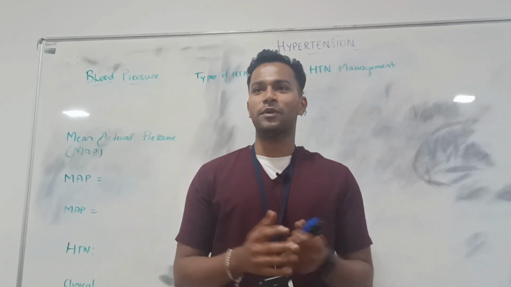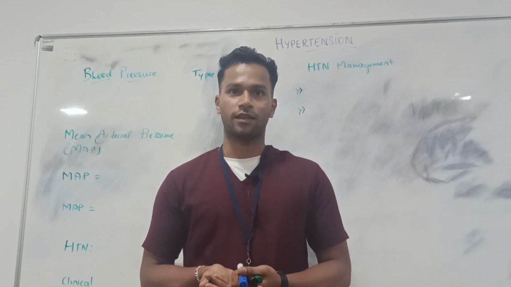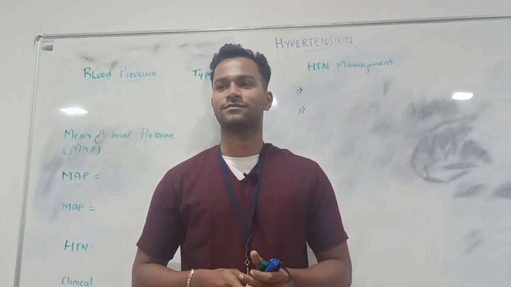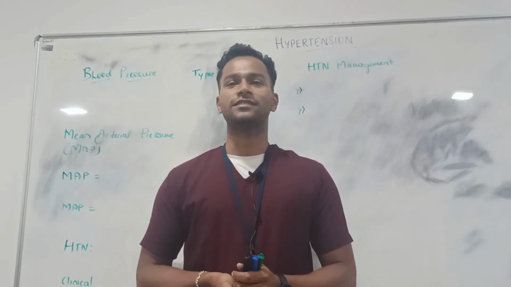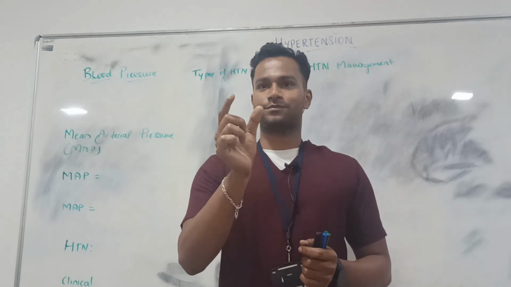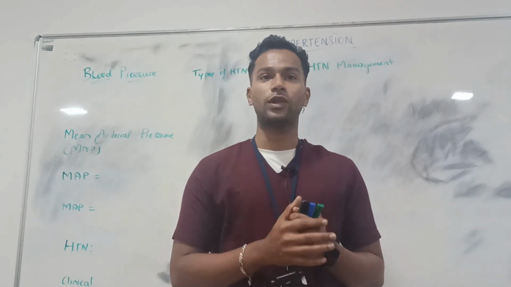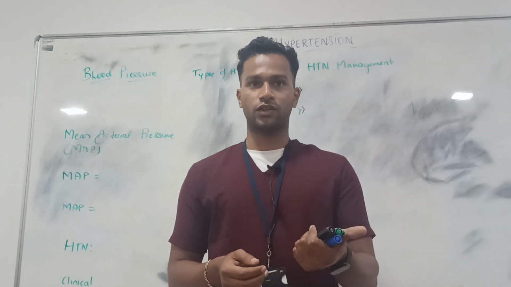So first, coming to the basics, I'll start from the beginning. What is blood pressure? Normally, blood pressure is something produced when the blood is pumped from the heart. There are two types of blood pressure, that is systolic blood pressure and diastolic blood pressure.